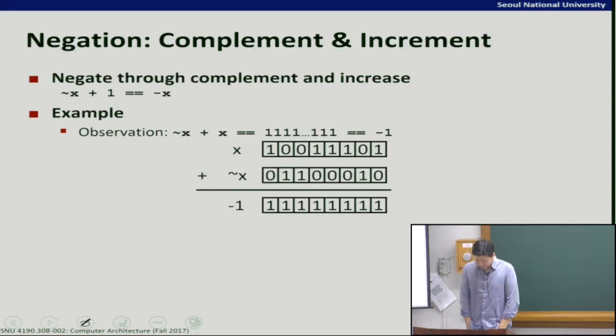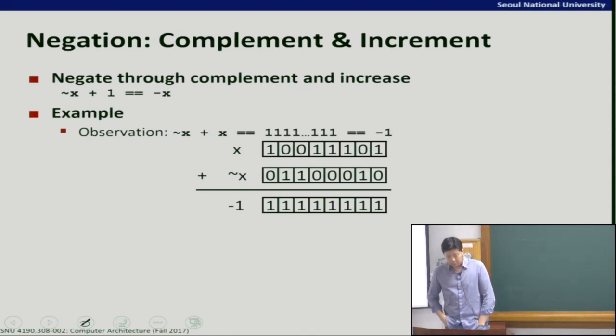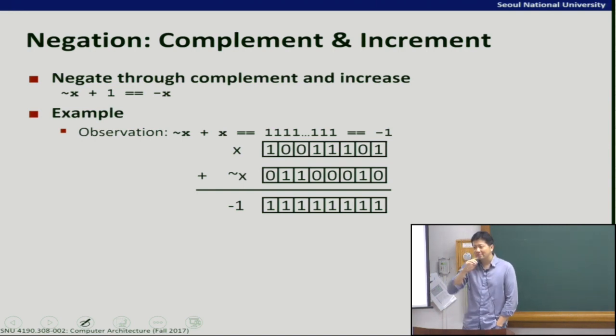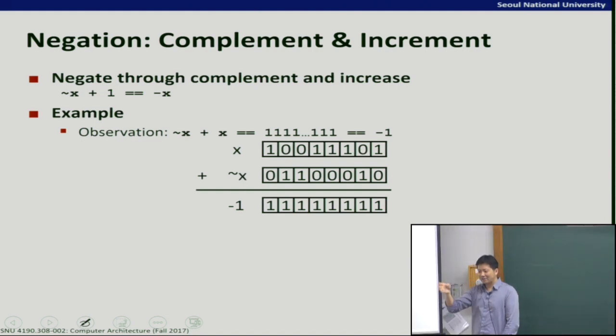So negation: we have a number x. What's the easiest way to calculate minus x in two's complement? Let's say I gave you a number and asked you to calculate the negative of x. What's the easiest way to do it? In a logic design course, you probably learned it.